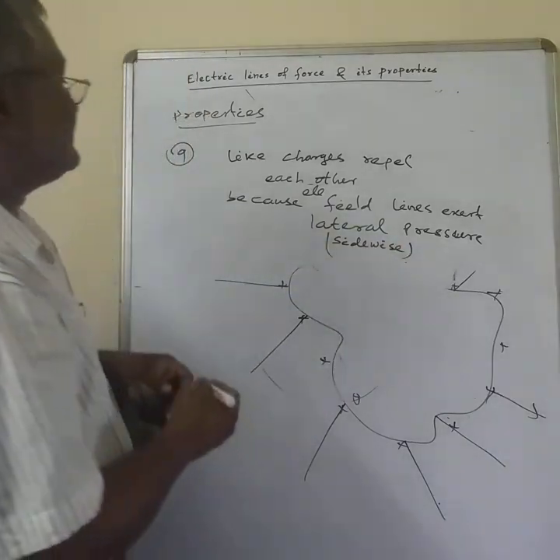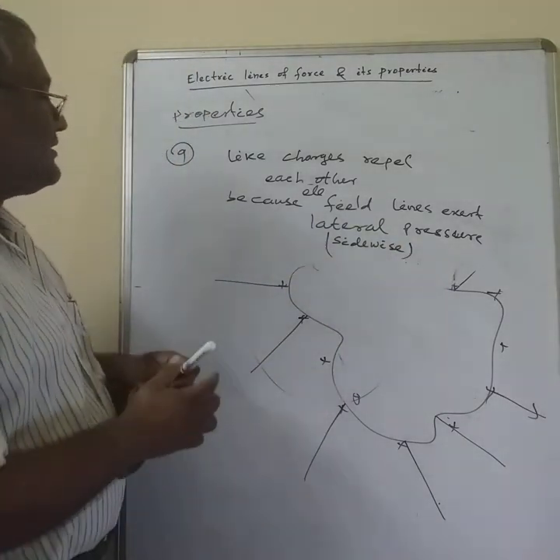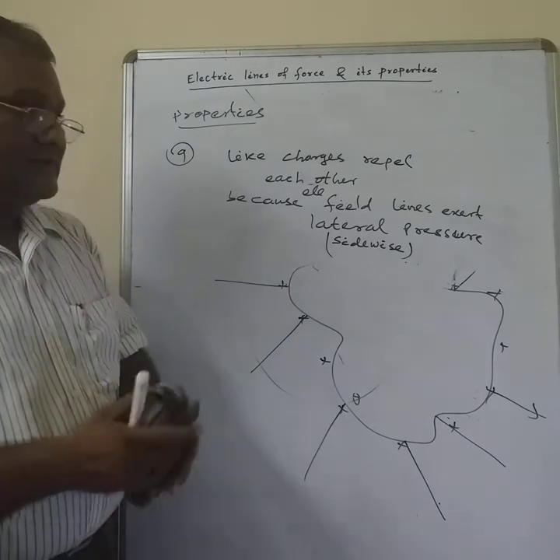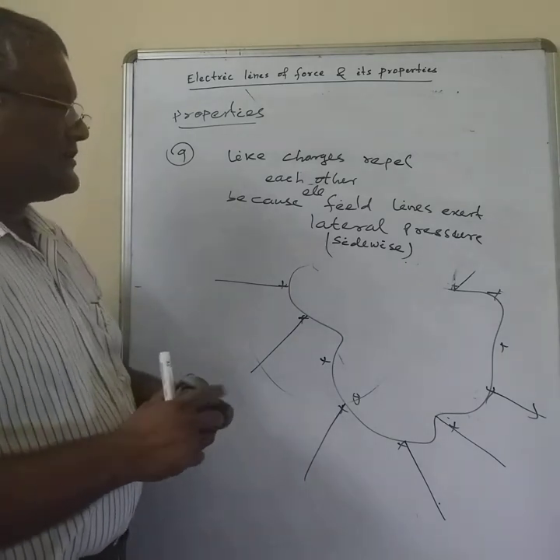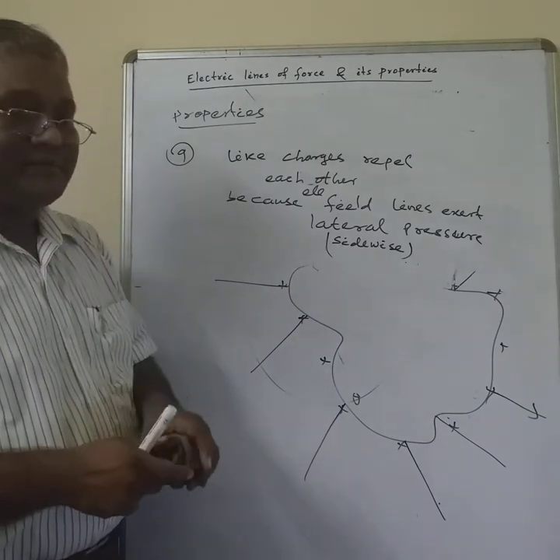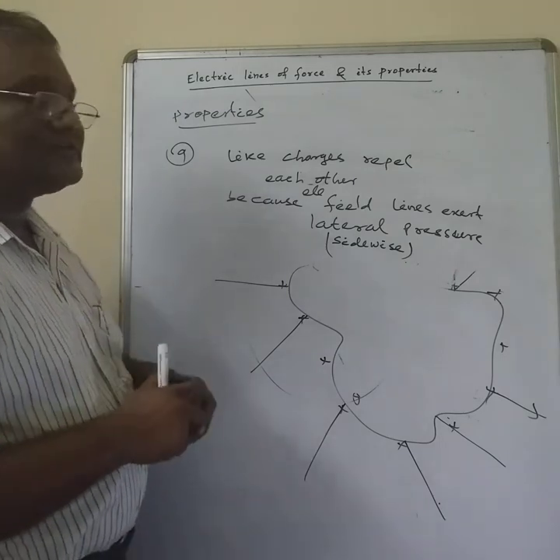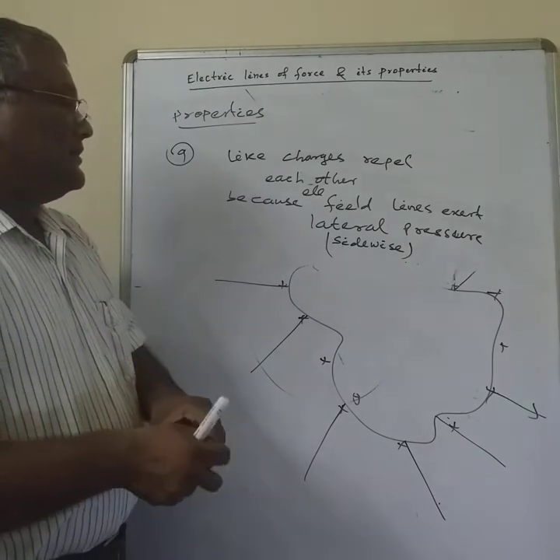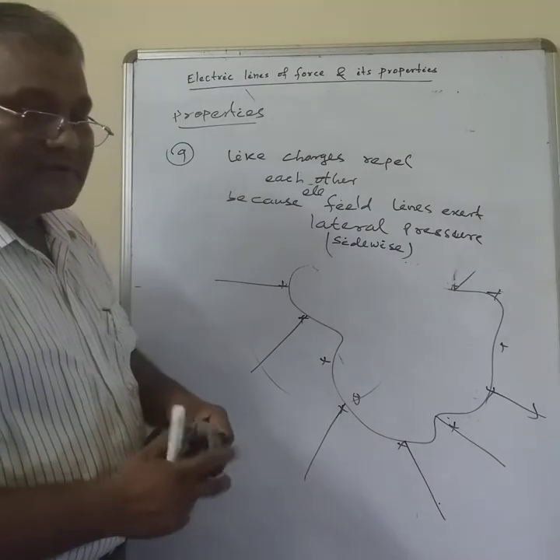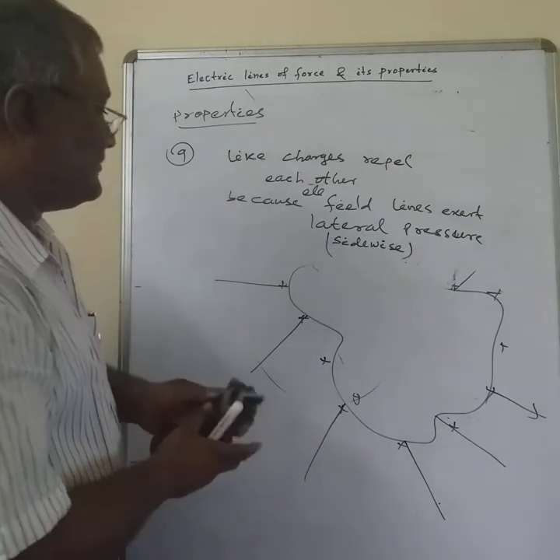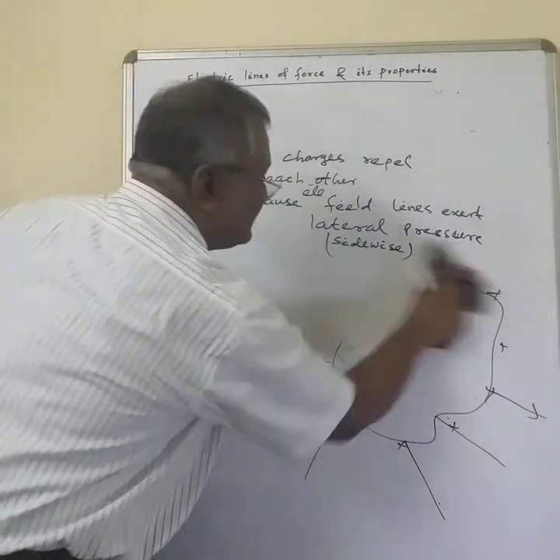So if a question is asked why like charges repel each other, you can give the explanation that electric field lines are exerting lateral pressure, that's why like charges repel each other. Suppose it is asked why the field lines exert lateral pressure, in that case you can say because like charges repel each other.